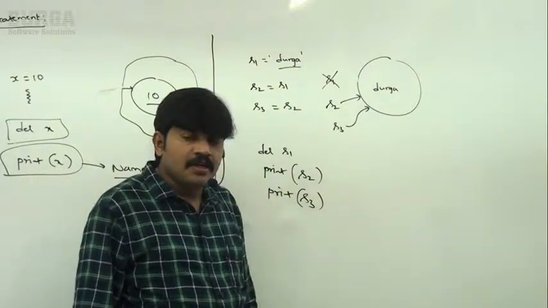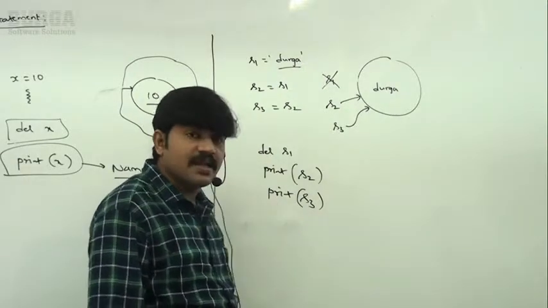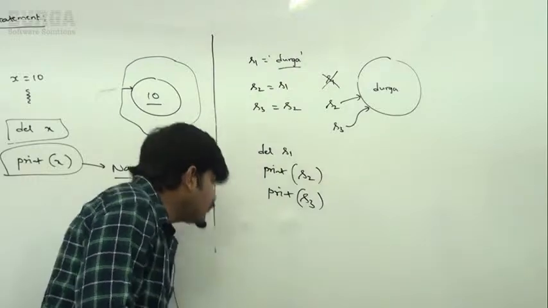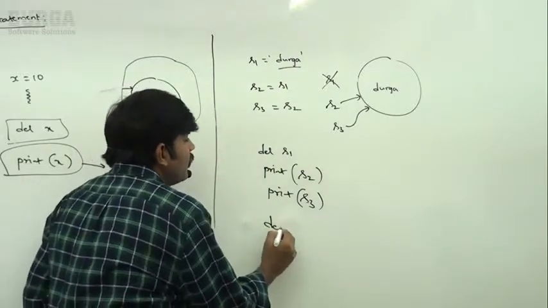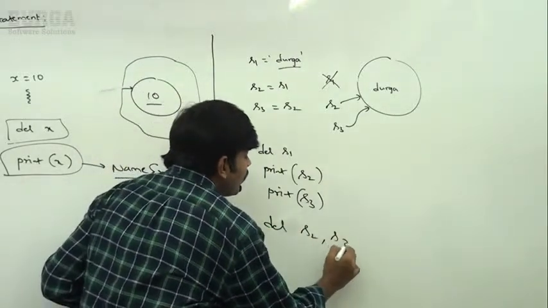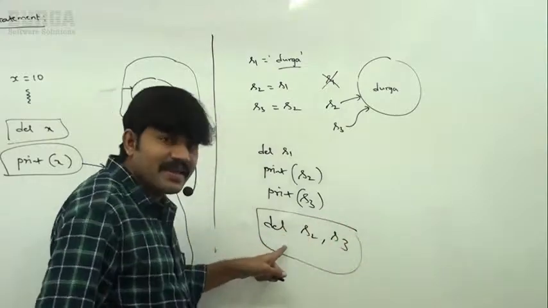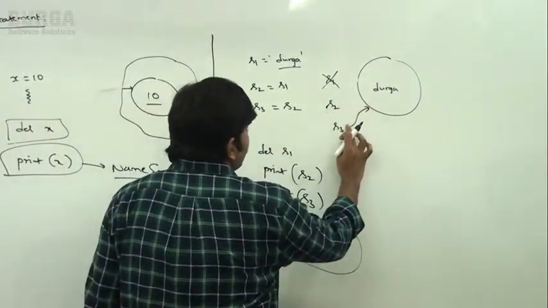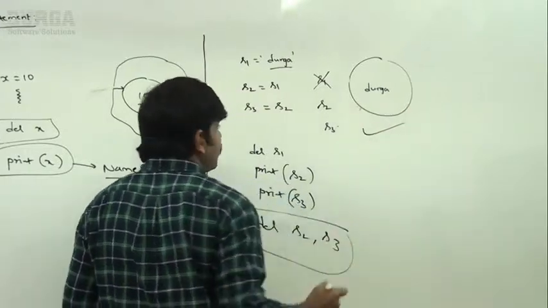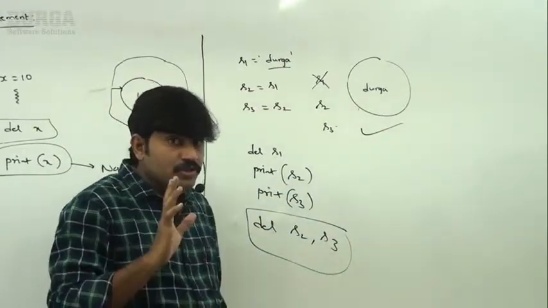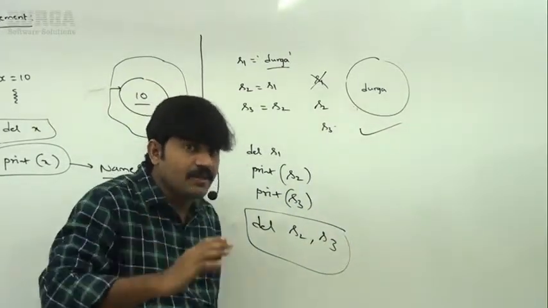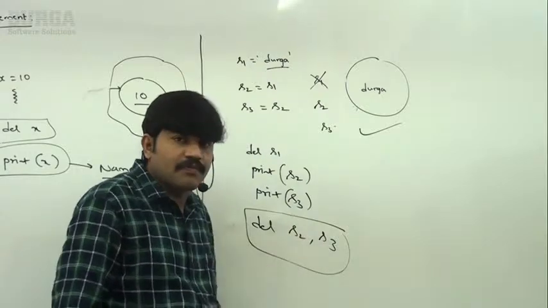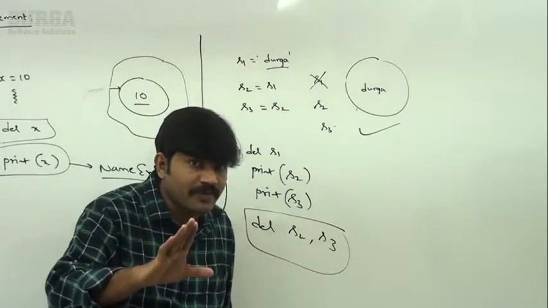Sir, is it possible to delete all reference variables by using a single del? Yes, why not? Have you observed, right? Del S2 comma S3. If I use S2 and then S3, now this object is eligible for garbage collection. So we can use a del keyword to delete multiple reference variables, no problem at all.